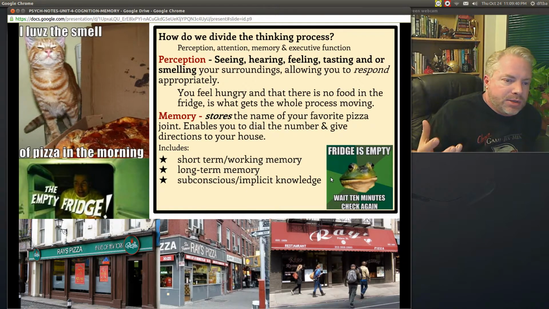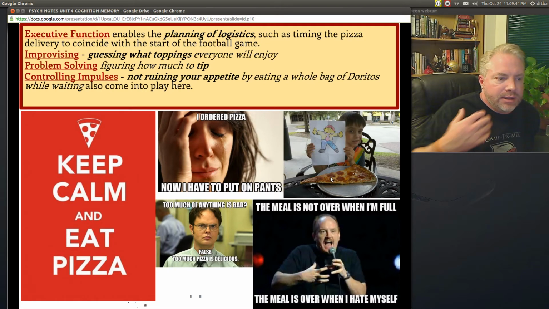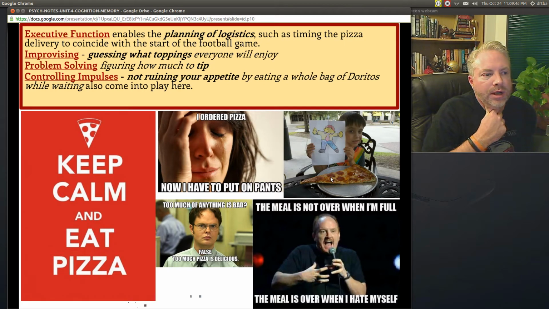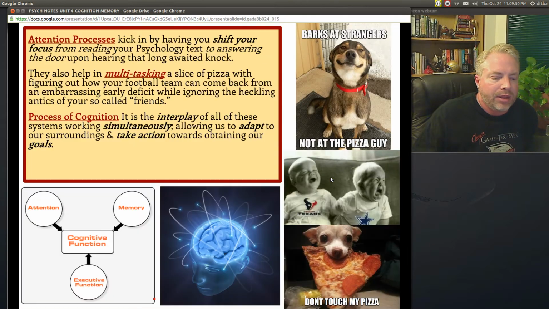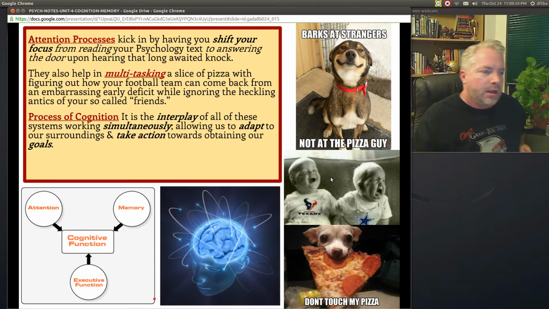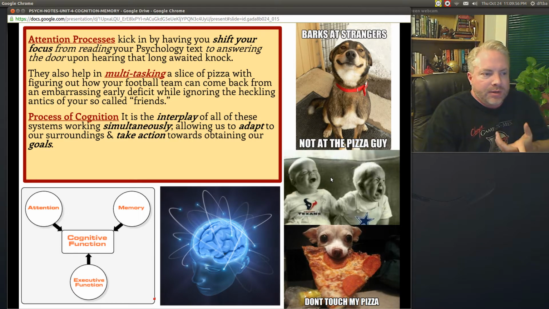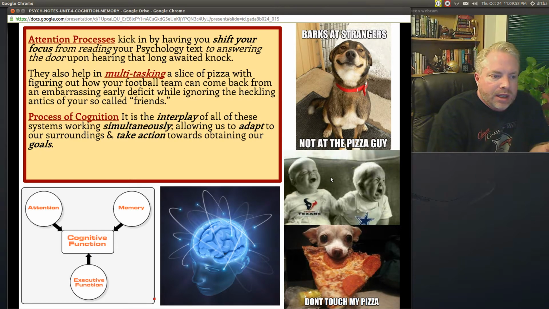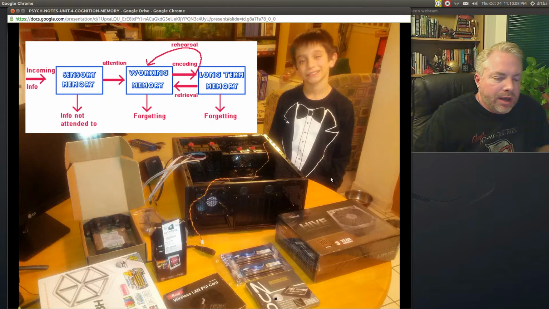We looked at perception leading to memory, which then hopefully leads at some point to controlling your executive functions, where you're able to plan and think and work through the process of attention and multitasking, and hopefully find a cognitive state where you can take action towards your goals, which is really what we're looking at here.